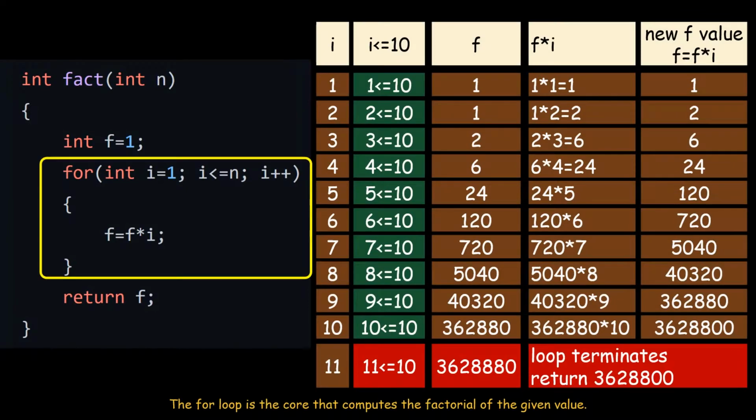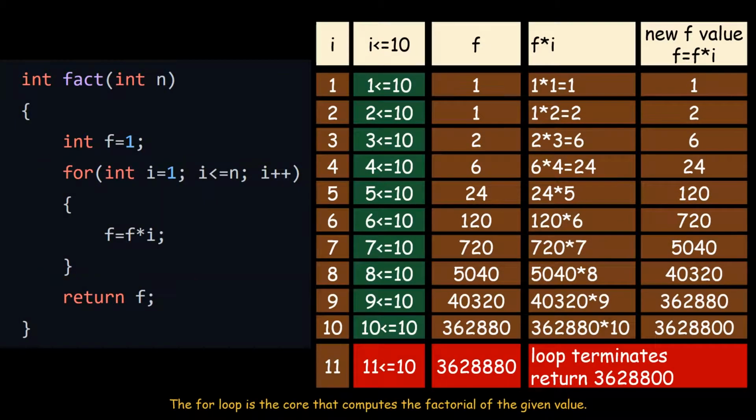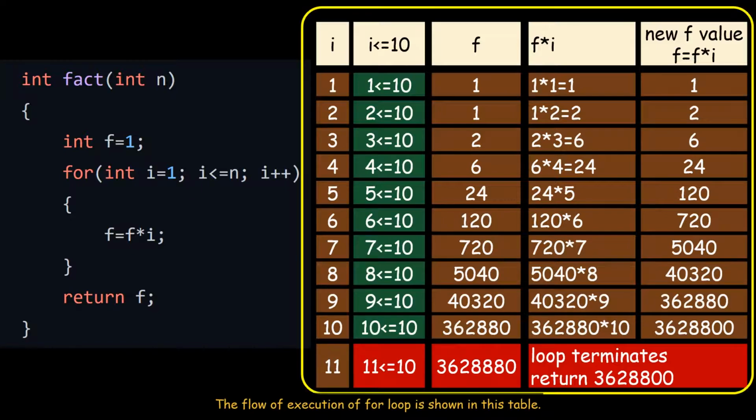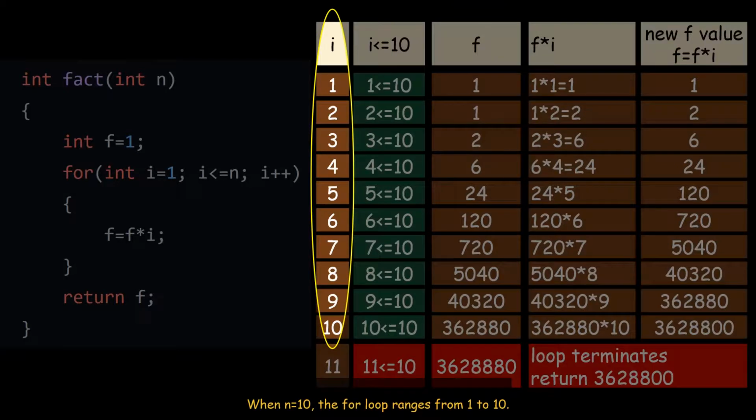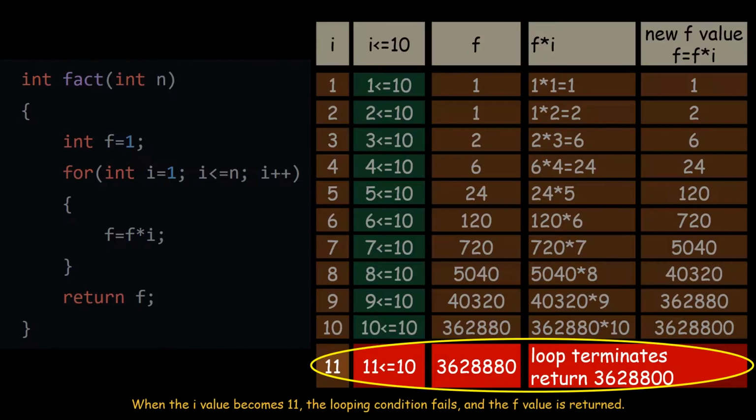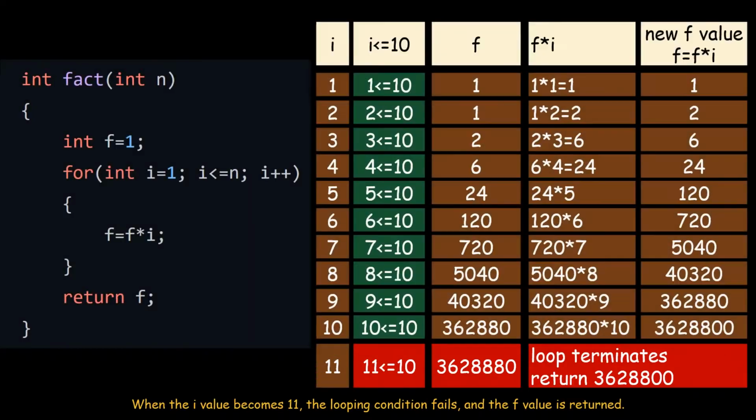The for loop is the core that computes the factorial of the given value. The flow of execution of for loop is shown in this table. When n is equal to 10, the for loop ranges from 1 to 10. When the i value becomes 11, the looping condition fails, and the f value is returned.